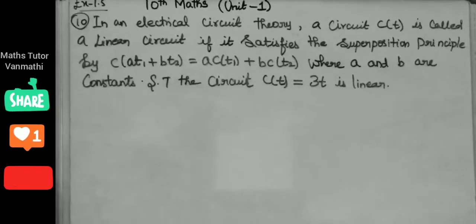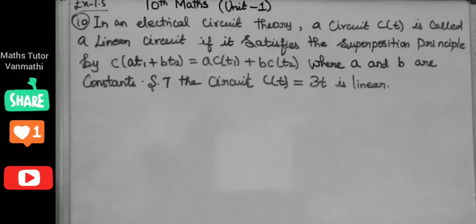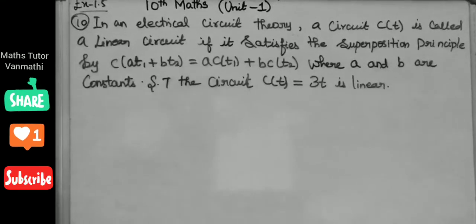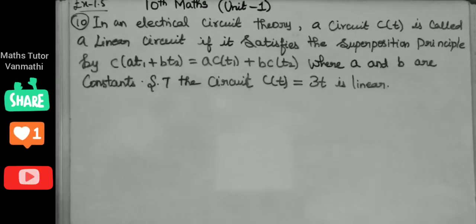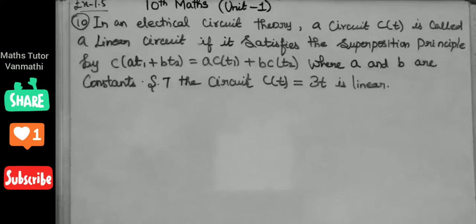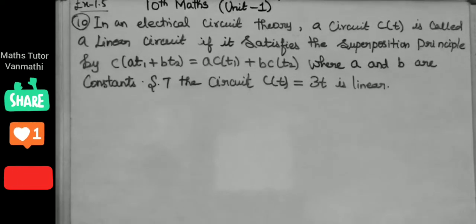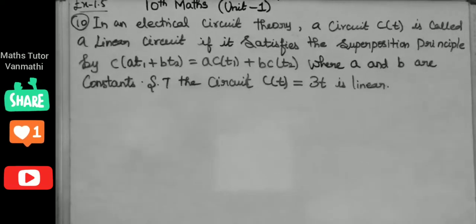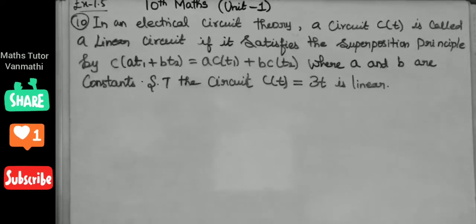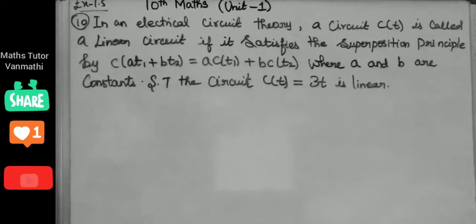Next we can move on to the 10th problem. Exercise 1.5, 10th problem. In electrical circuit theory, a circuit C of t is called a linear circuit if it satisfies the superposition principle given by C of a t1 plus b t2 equal to a into C of t1 plus b into C of t2, where a and b are constants. Show that the circuit C of t is equal to 3t is linear.